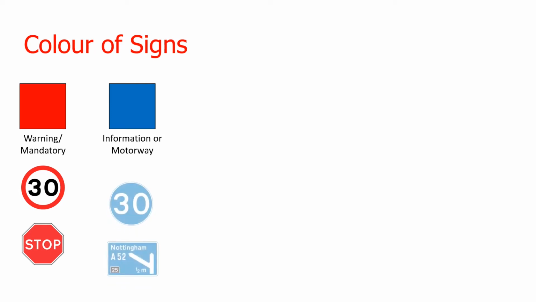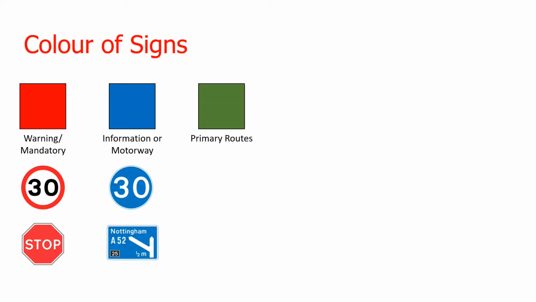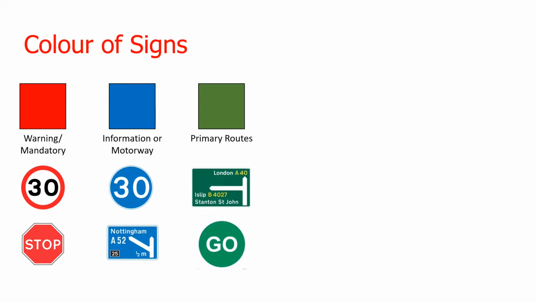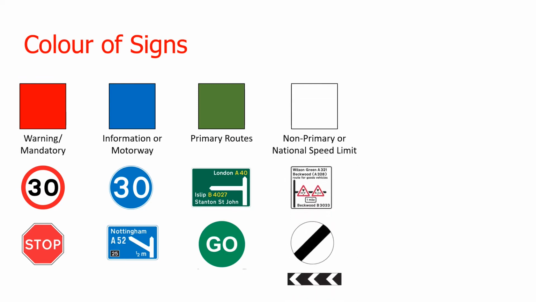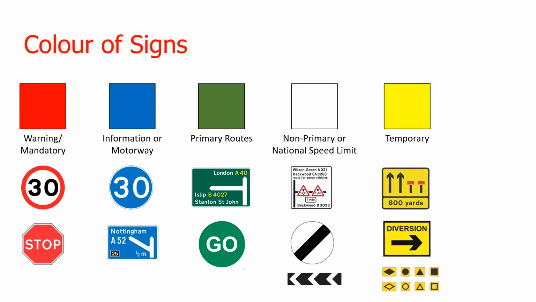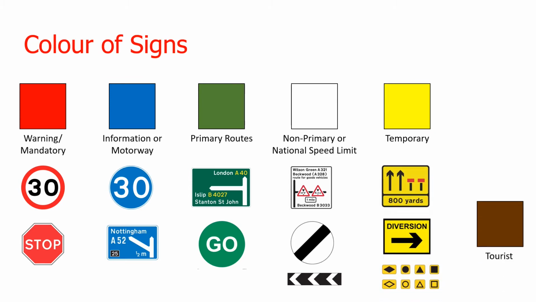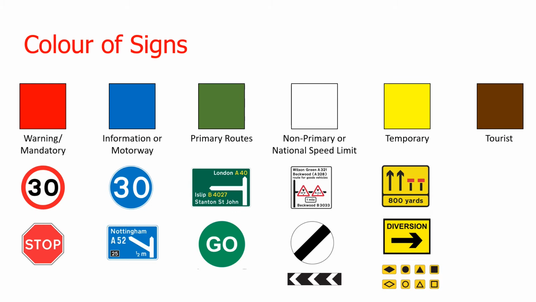Now let's look at some colours of signs. So there's red, which is a warning or mandatory sign, such as 30 miles per hour or stop. We have blue, information or motorway sign. Green, which tends to mean primary routes or go. We also have white, which we tend to use for non-primary routes or national speed limit. We have yellow signs, which are temporary signs. And then we have brown signs, which are tourist signs, such as museums or cathedrals.